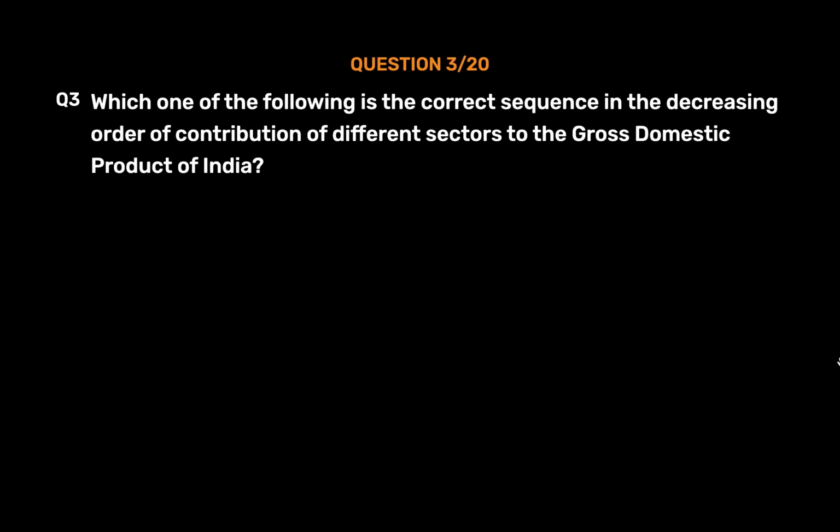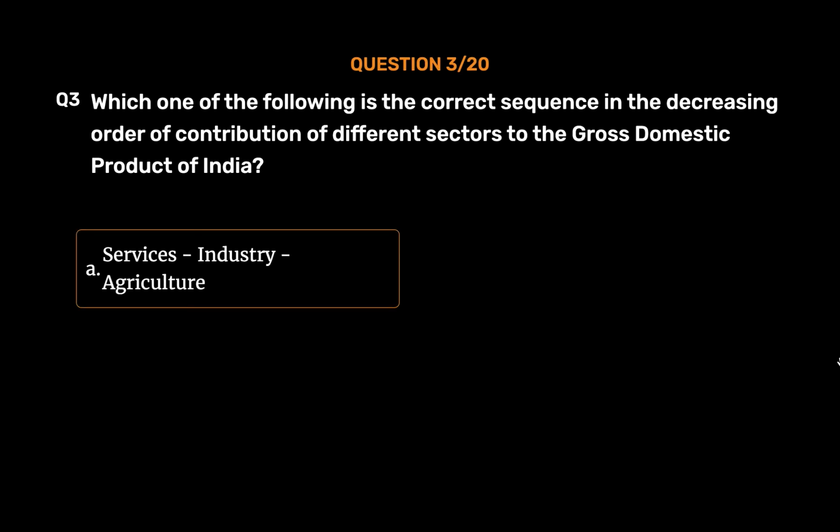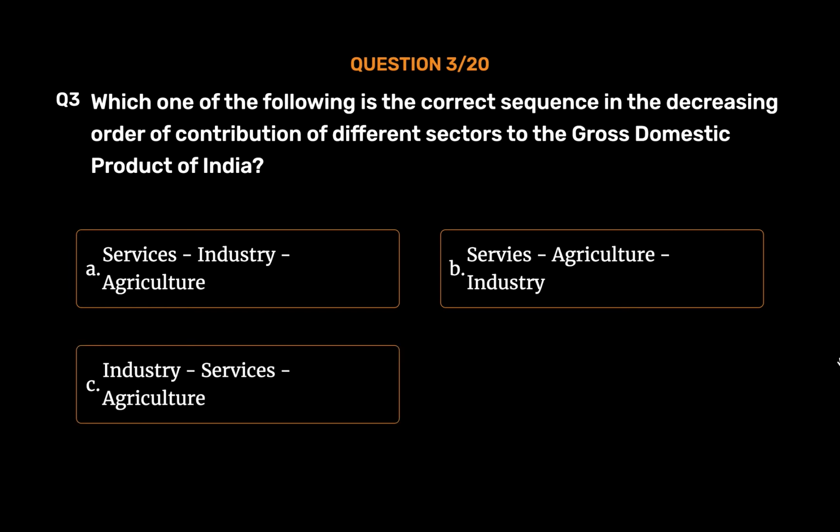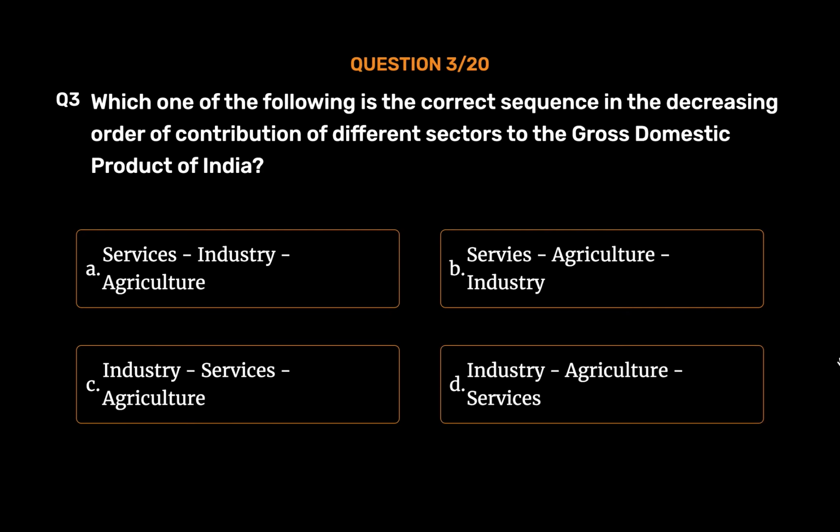Question number 3. Which one of the following is the correct sequence in the decreasing order of contribution of different sectors to the gross domestic product of India? Option A. Services, industry, agriculture. Option B. Service, agriculture, industry. Option C. Industry, services, agriculture. Option D. Industry, agriculture, services.